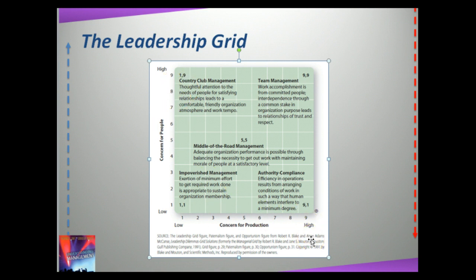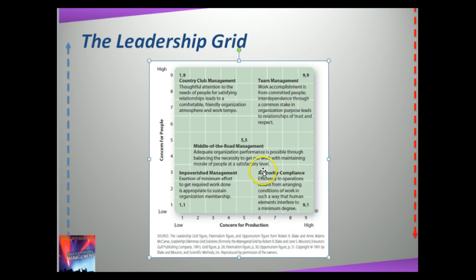And so team management, if we look at team management, which is here, is often considered the most effective style for all managers. Organization members work together to accomplish task outcomes, as you can see, because it's a 9 on the concern for people and 9 on the concern for production.